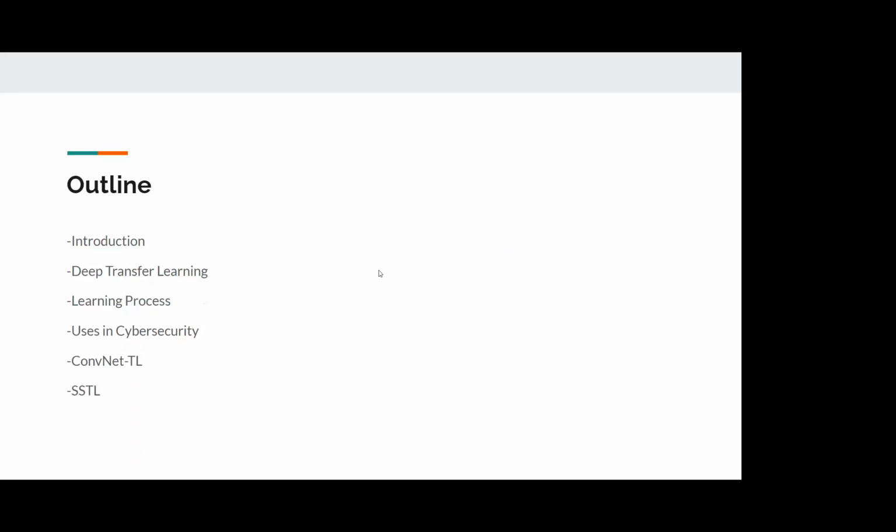So here's an outline of what I'll be discussing today. I'll be focusing on deep transfer learning, the learning process involved with deep transfer learning, its uses in cybersecurity, and the ConvNet TL and SSTL. I'll discuss what those are later.